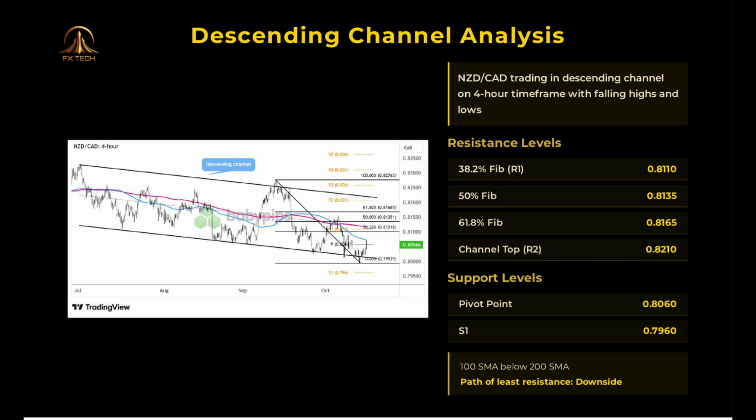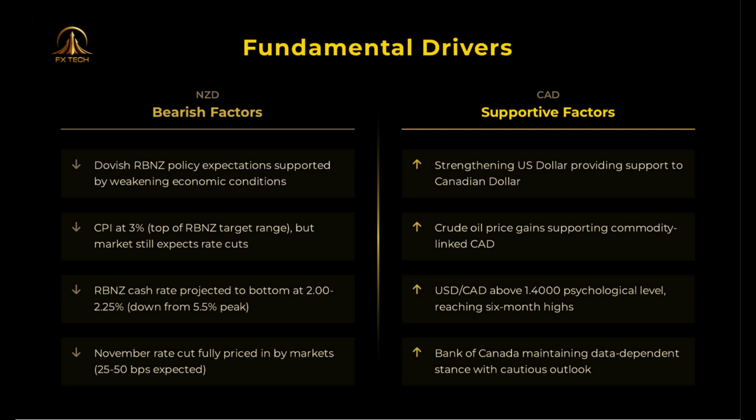Critically, the 100-period simple moving average remains below the 200-period SMA, confirming that the path of least resistance is to the downside. Understanding the fundamental forces behind this bearish bias is essential. On the New Zealand dollar side, we have several bearish factors. Dovish RBNZ policy expectations supported by weakening economic conditions, CPI at 3%, which is at the top of the RBNZ's target range. Yet rate cuts are still expected, and the RBNZ cash rate projected to bottom at 2.00 to 2.25%, down from a 5.5% peak.